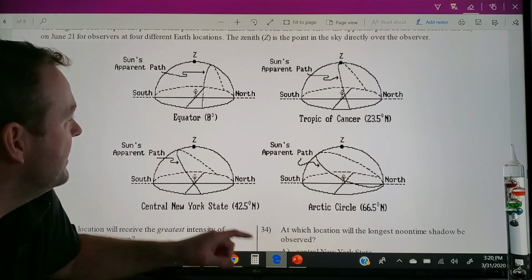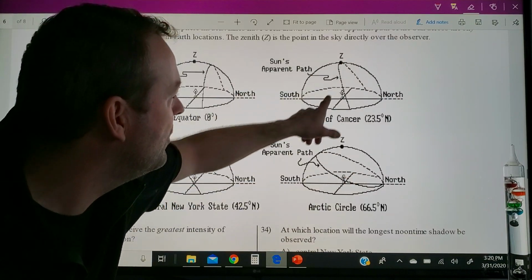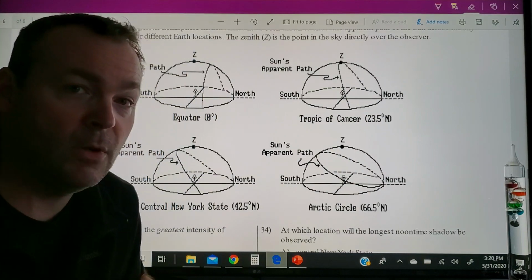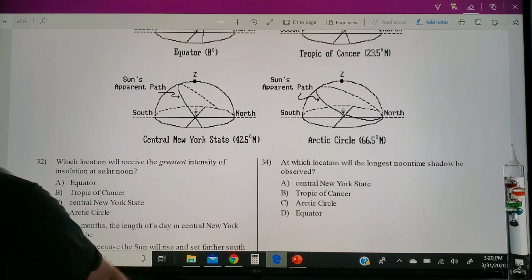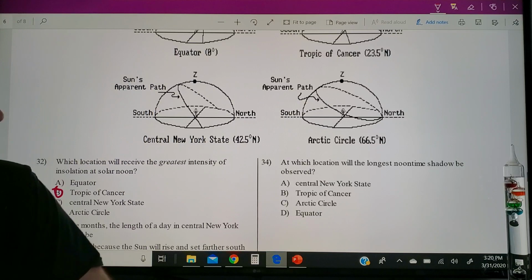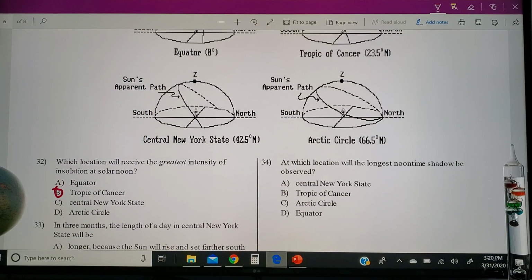Well, which path has the highest of them all? Which one is closest to the zenith? You got to go right there. Tropic of Cancer, it actually hits the zenith, so it would be the most intense sunlight. All right, and it says 23.5 degrees north already, but why not write it in to reinforce that?